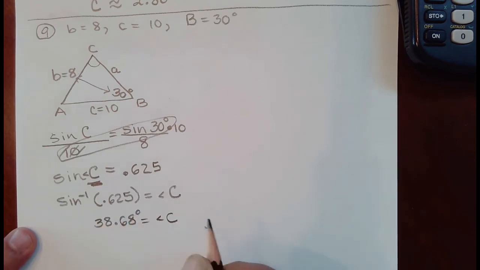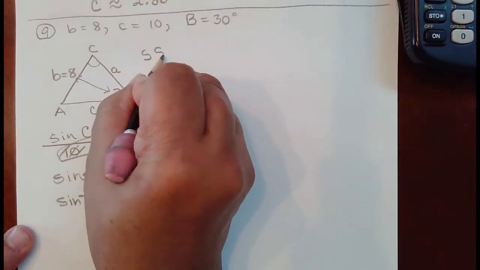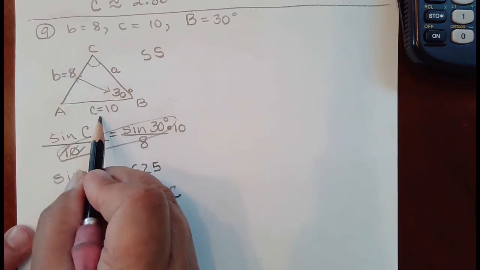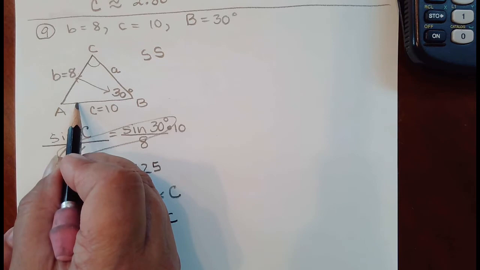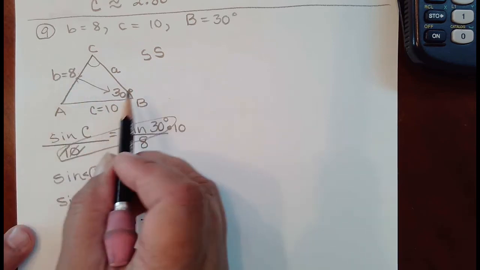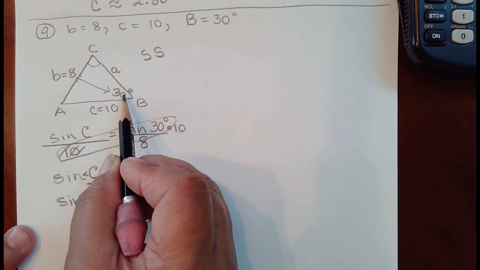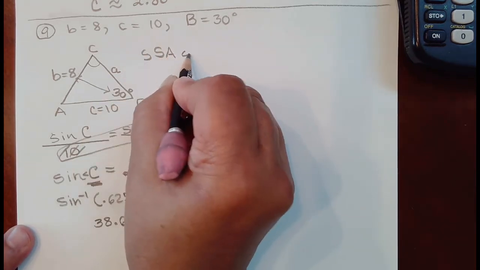Okay, but now let's review what I did in the last problem. Anytime you have 2 sides, you were given 8 and 10. Here's your 2 sides. And then instead of being given the angle between the sides, which would have made it side, angle, side, you were given an angle that's not in between the 2 sides. That is known as the side-side-angle case.